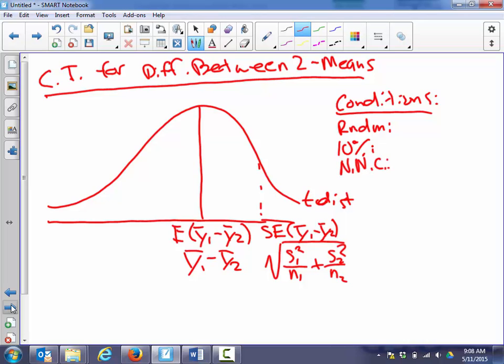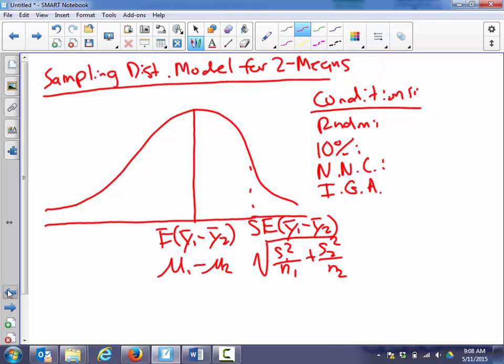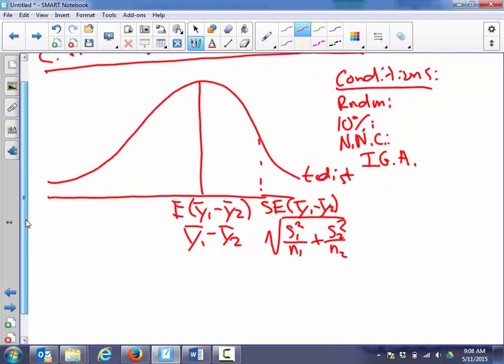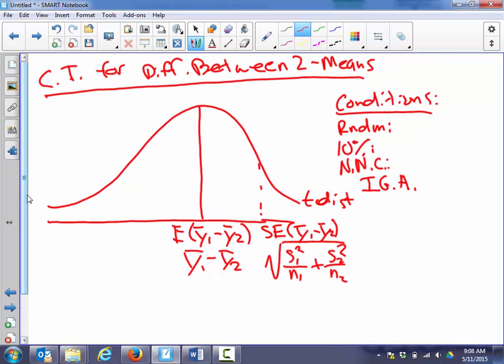Randomization, 10%. The nearly normal condition, which you're checking again from your sample data to see whether or not you have two good bell curves, and the independent groups assumption. So we've got four conditions to check here.